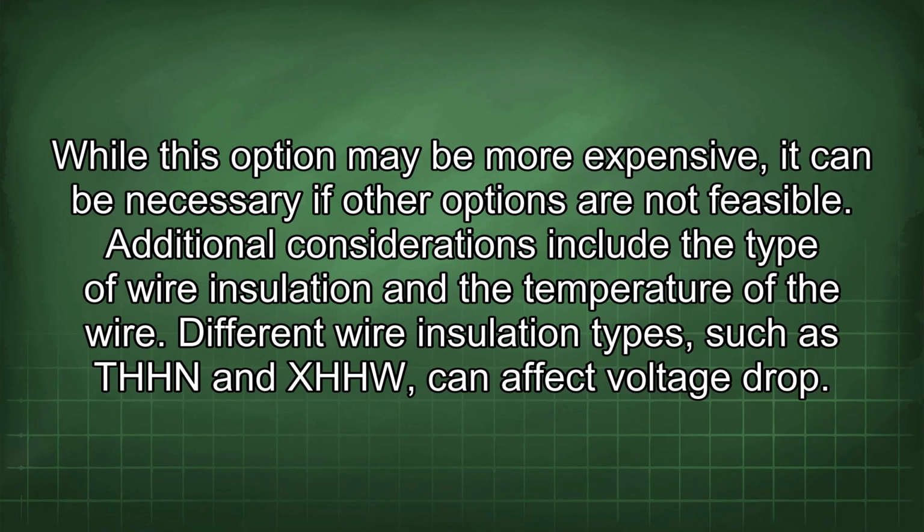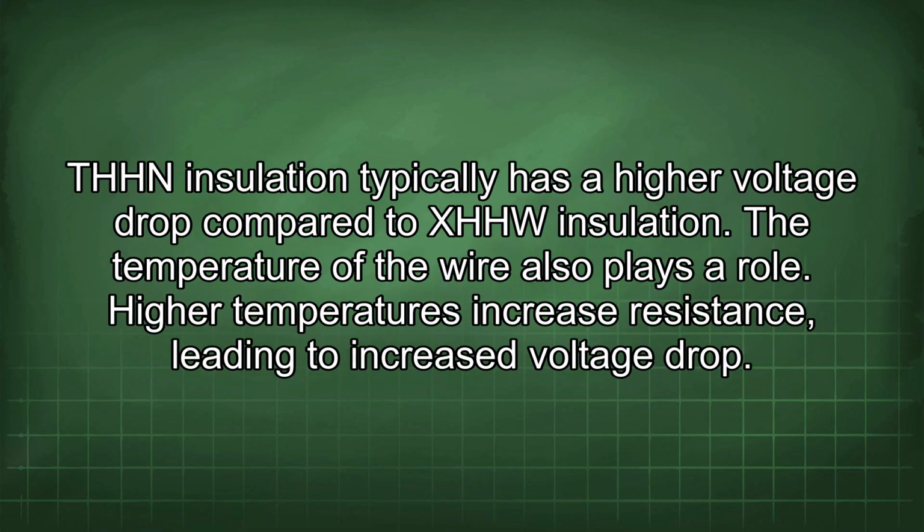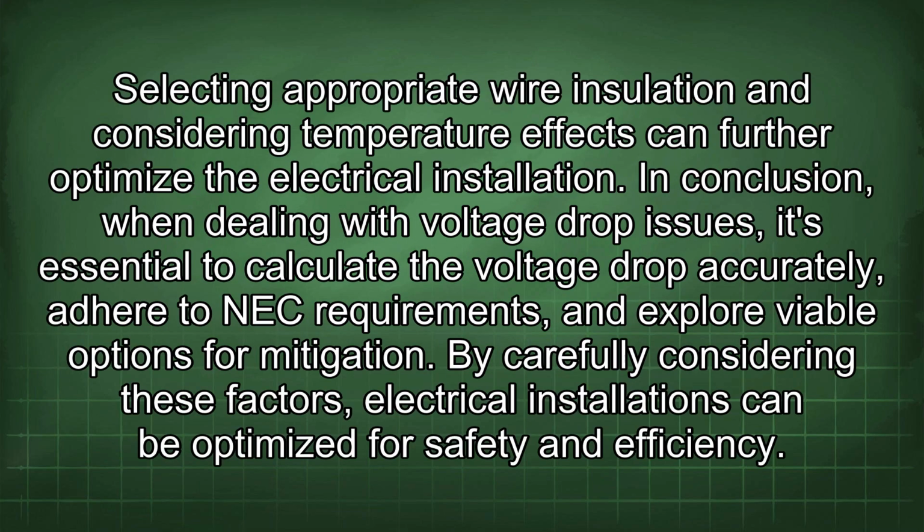Additional considerations include the type of wire insulation and the temperature of the wire. Different wire insulation types, such as THHN and XHHW, can affect voltage drop. THHN insulation typically has a higher voltage drop compared to XHHW insulation. The temperature of the wire also plays a role. Higher temperatures increase resistance, leading to increased voltage drop. Selecting appropriate wire insulation and considering temperature effects can further optimize the electrical installation.